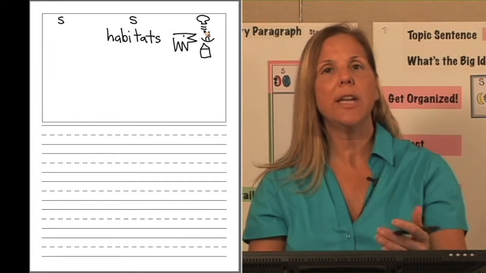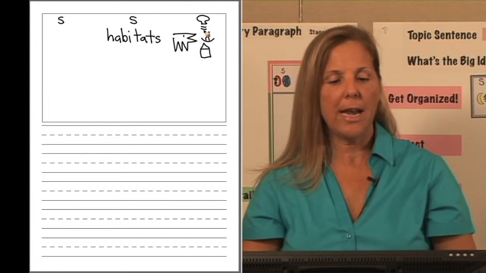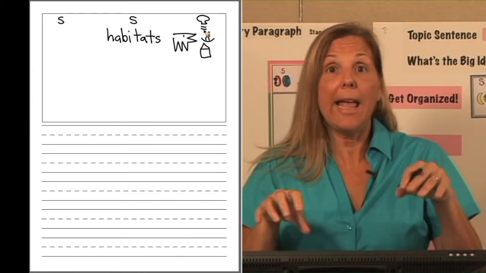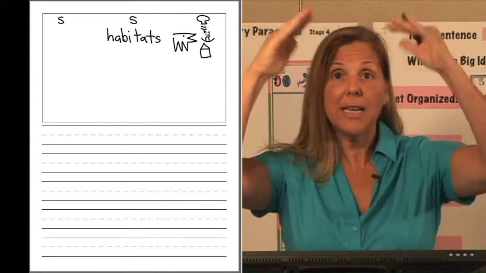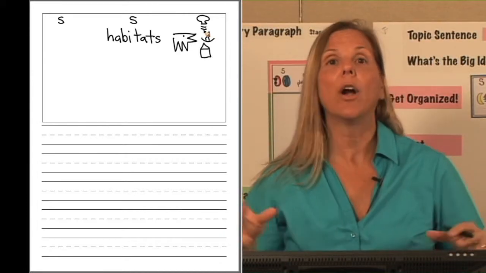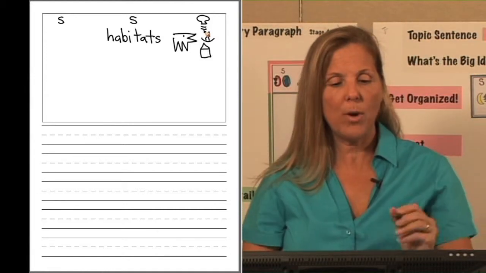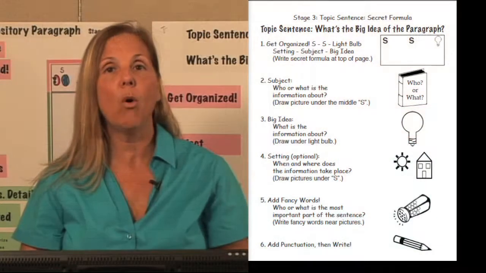So notice what we did. We put the ideas down, then we went back and we read it. So let's read it now. Ready? Habitats are places where animals get their food and shelter. Let's say it again. Habitats are places where animals get their food and shelter. All right, we have our S light bulb, our subject and big idea. Let's go to step 4.